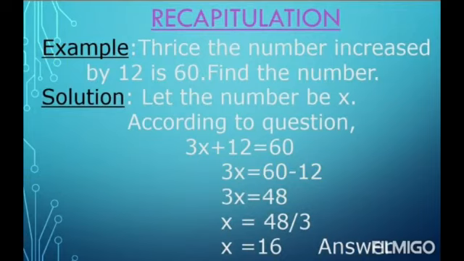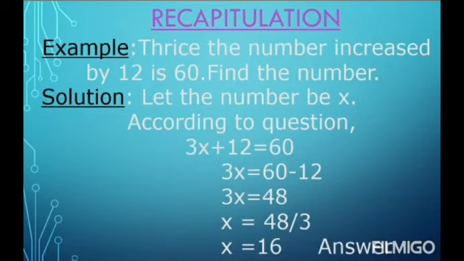So if we have to solve word problems, then we have to convert the statement into a simple linear equation and then find the unknown variable value. In this numerical you can see: thrice the number increased by 12 is 60. Find the number. First let the number be x. Then according to the question, make the equation: thrice the number means 3x, increased by 12 means plus 12, is 60. So that means is equal to 60.